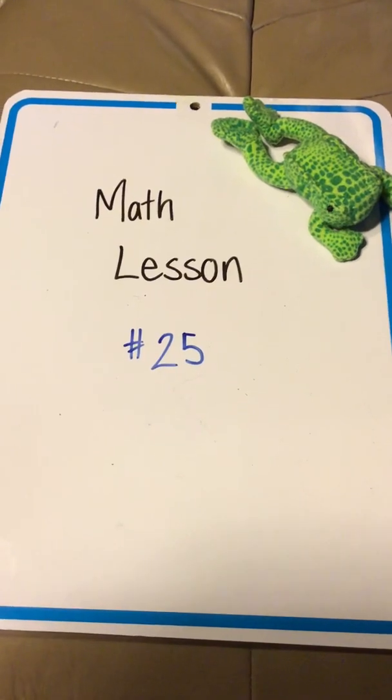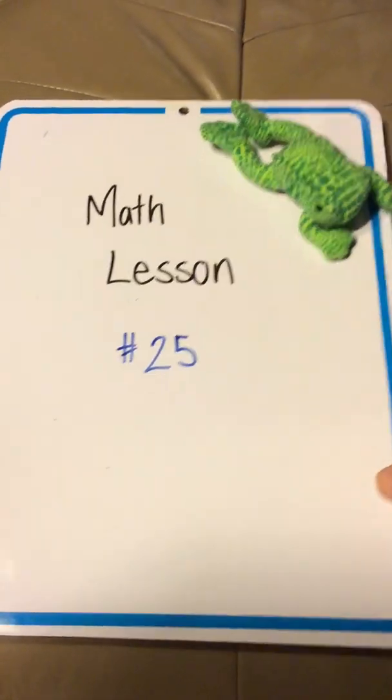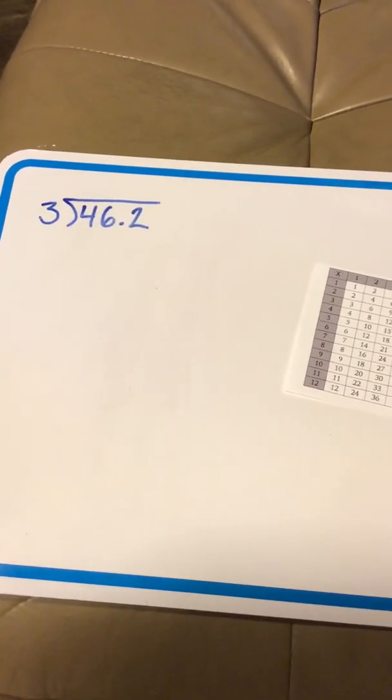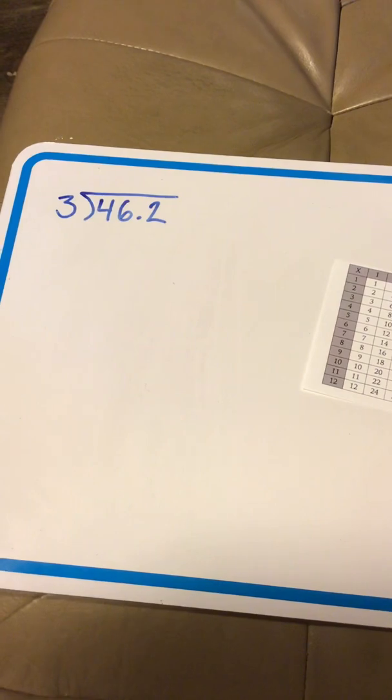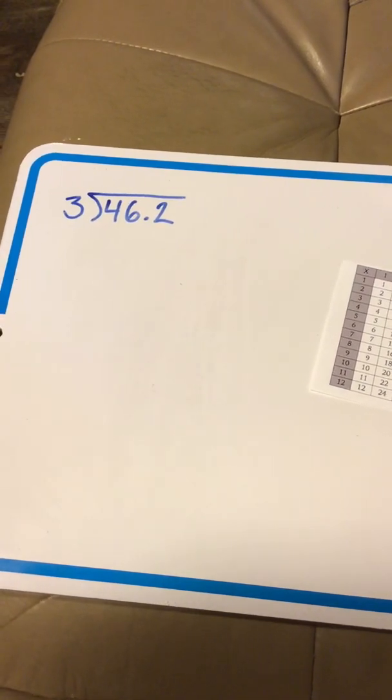All right, so if you remember, we were talking about long division, and we had reminded ourselves how long division works. Well, what happens if we go to do some long division and we get something like this? There's a decimal inside the house.